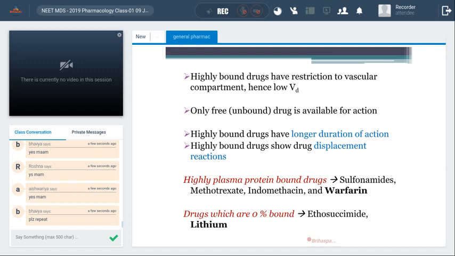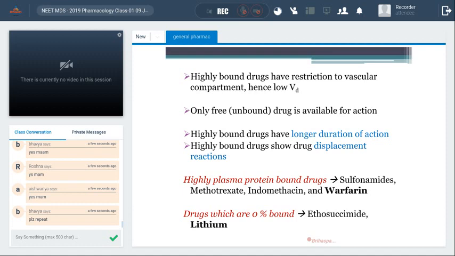Right. And as I explained, only the free form is available for action and not the bound form. The bound form will not produce action. It is only bound to the plasma protein. It is released slowly once the free form is over. So what is the other significance of knowing this plasma protein binding?